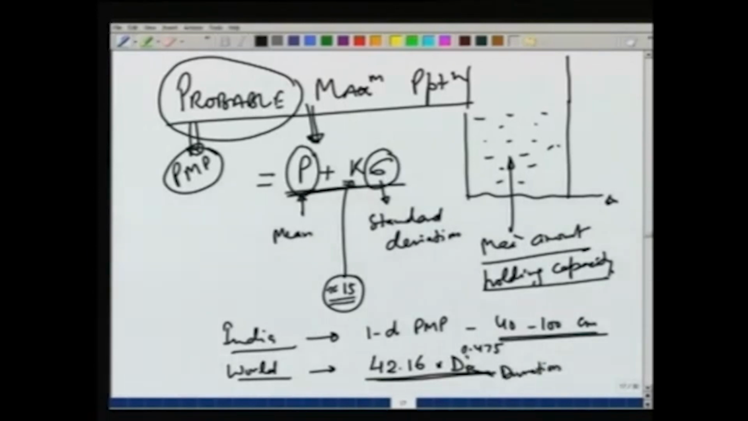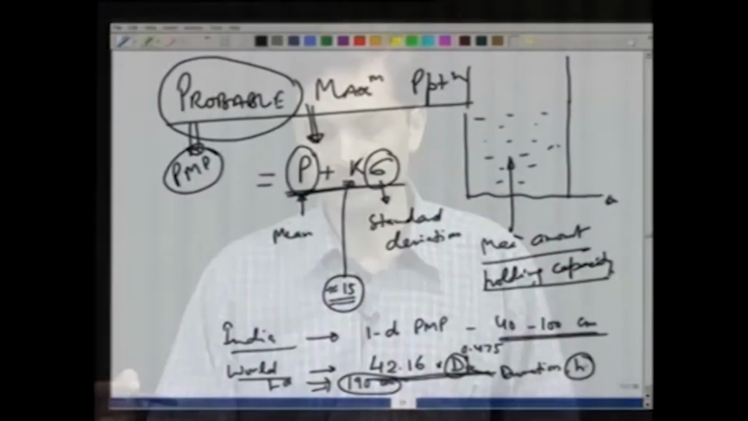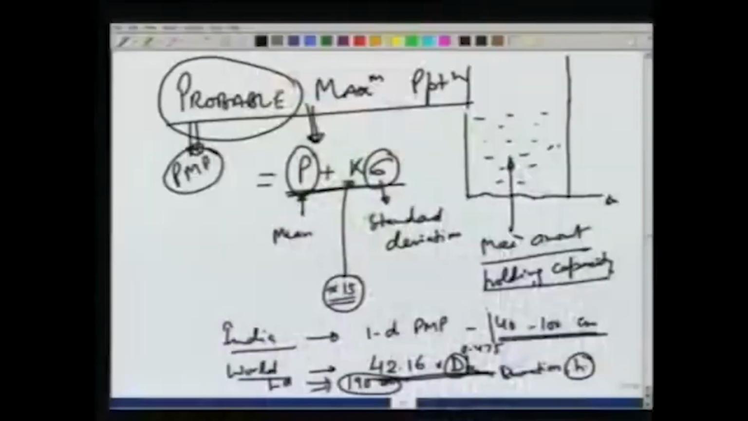So, for example, if this is 1 d, this is in hours. So, if this is 1 day, then d would be 24, and the value which comes out to be for 1 day is about 190 centimeters. So, from the data from all over the world, the probable maximum precipitation for one day is expected to be about 190 centimeters. For Indian conditions, 40 to 100 centimeters is the value which is typically used.